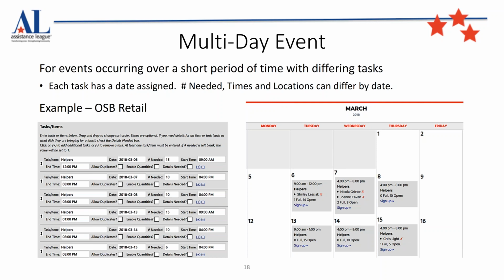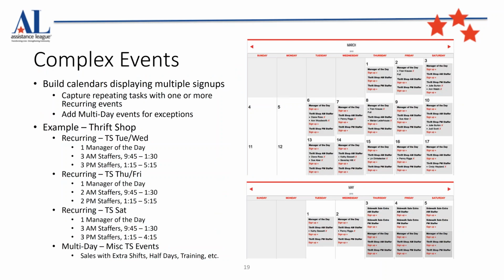So a lot of times your events don't fall into these nice boxes. You don't have exactly the same tasks on every day, or you've got special exceptions here and there. And so for those situations, we recommend that you build calendars that display multiple signups. You use recurring events to capture the recurring tasks, and then add a multi-day event to capture any of the exceptions. Here's an example of what Greater Williamton does for their thrift shop.